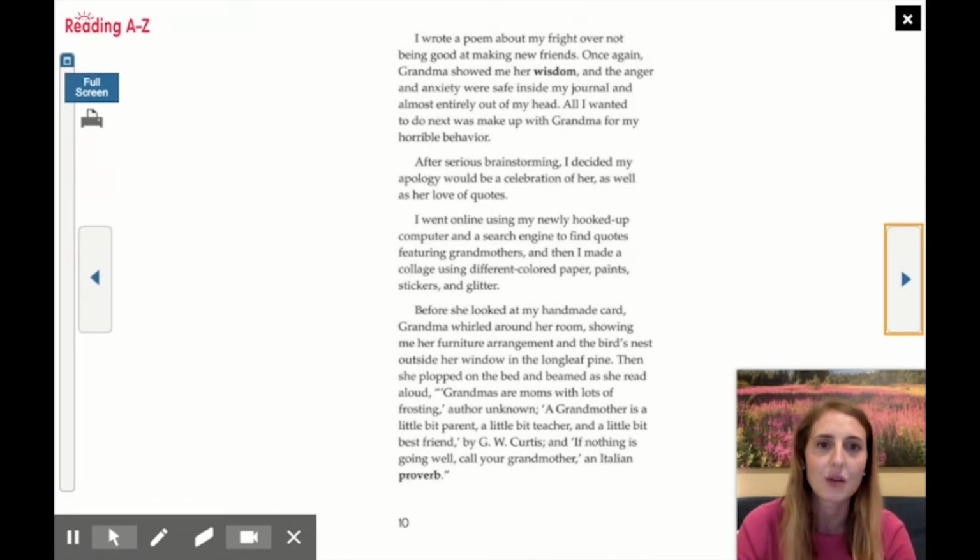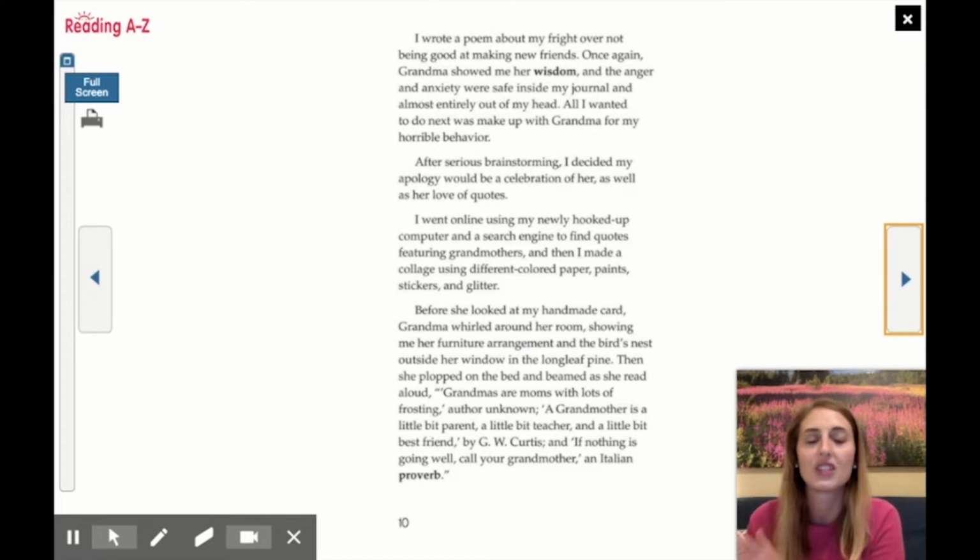After serious brainstorming, I decided my apology would be a celebration of her, as well as her love of quotes. I went online using my newly hooked up computer and a search engine to find quotes featuring grandmothers, and then I made a collage using different colored paper, paints, stickers, and glitter. Before she looked at my handmade card, Grandma whirled around her room, showing me her furniture arrangement and the bird's nest outside her window in the longleaf pine. Then she plopped on the bed and beamed as she read aloud.